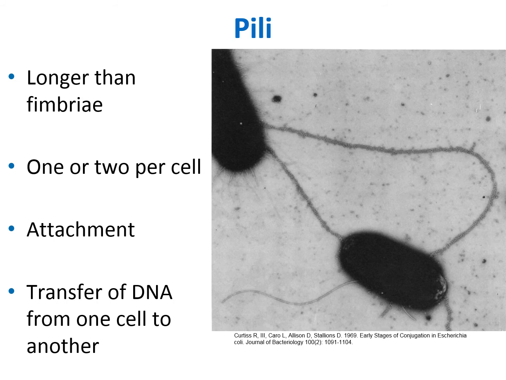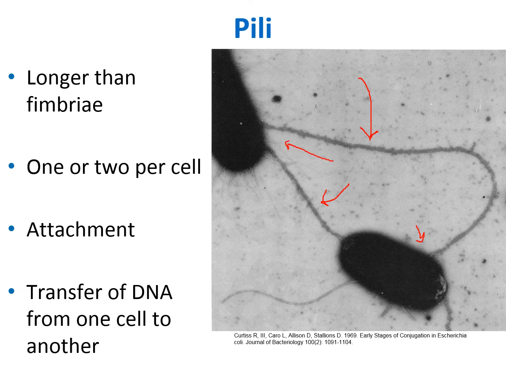Pili are longer structures than the fimbriae, but they are not flagella. They can be as long as a flagellum or longer, but they're not flagella. They're made out of a protein called pilin, and bacterial cells usually make only one or two of them per cell. These pili can be used for attachment, but they're also sometimes used for transferring DNA from one cell, like this one, to another, like that one.